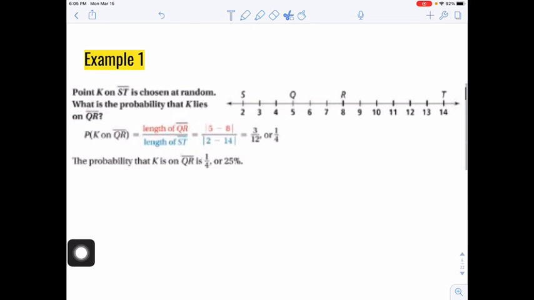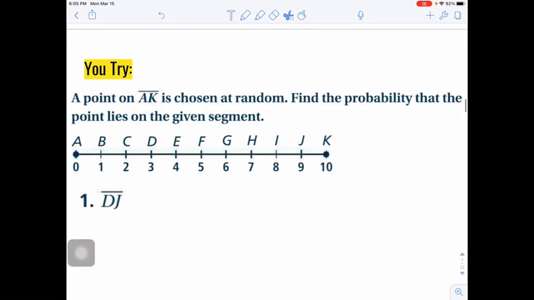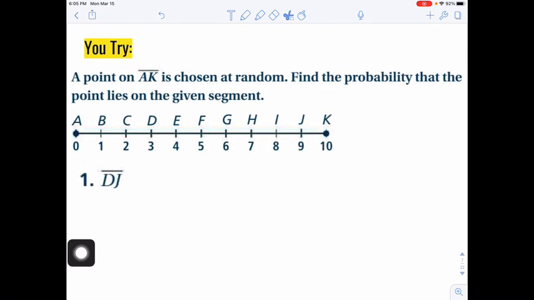The work for this problem is written out on the next slide. And now I would like you to try number 1. A point on line segment AK is chosen at random. Find the probability that the point lies on the given segment. For number 1, we're looking at line segment DJ.